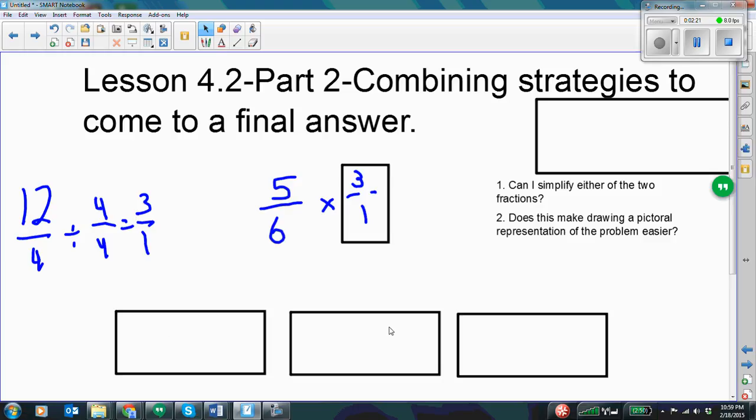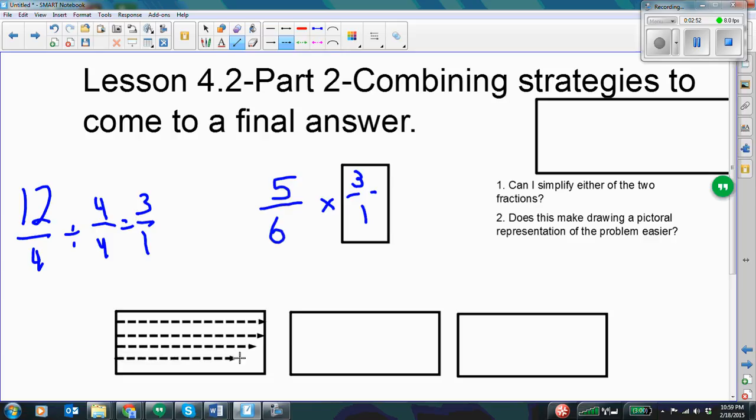Right, so I've got 3 wholes. Just like I've done before, I'm going to take my dotted line, and I don't need to split it because I have 3 wholes, and so the part I have is 1, so my boxes show 1 part. Now I'm going to draw horizontally across, and I'm going to try to draw 6 equal parts. So 1, 2, 3, 4, 5, 6.